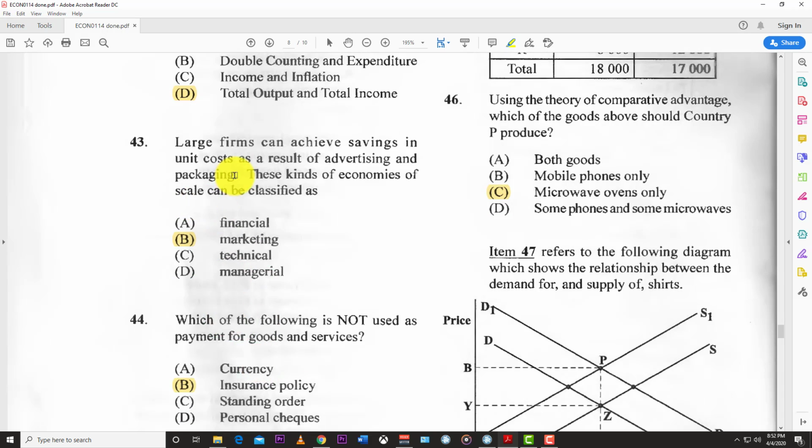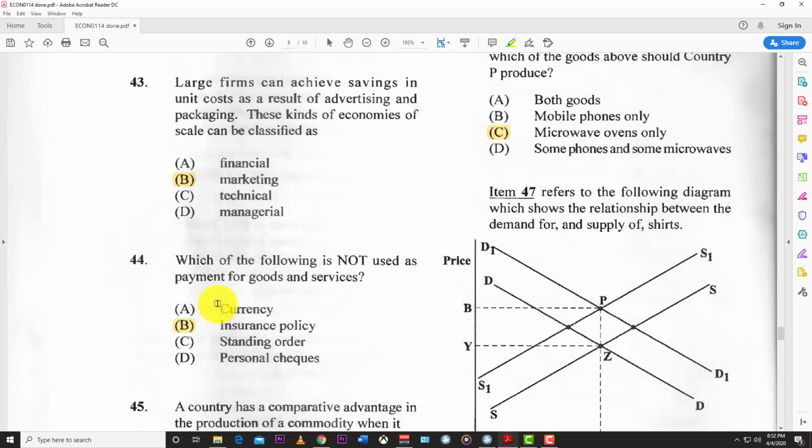43. Large firms can achieve savings in unit costs as a result of advertising and packaging. These kinds of economies of scale can be classified as marketing economies of scale. As you get bigger, marketing becomes cheaper.